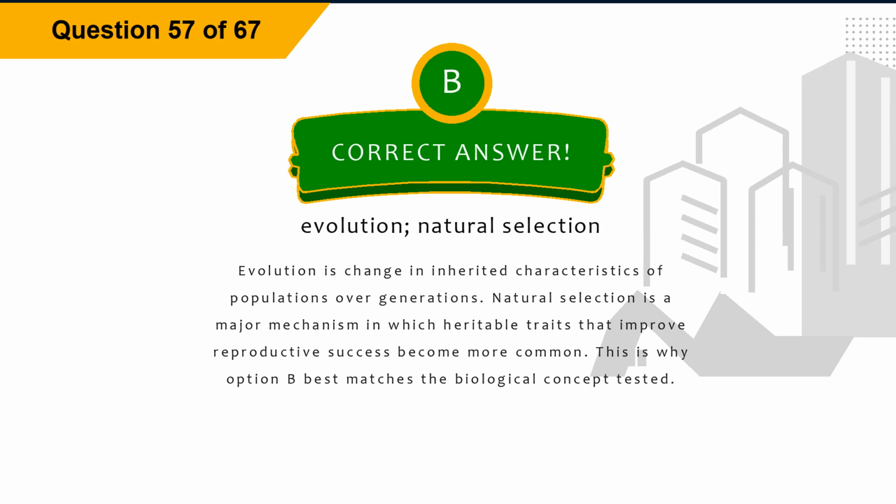Evolution is change in inherited characteristics of populations over generations. Natural selection is a major mechanism in which heritable traits that improve reproductive success become more common. This is why option B best matches the biological concept tested.